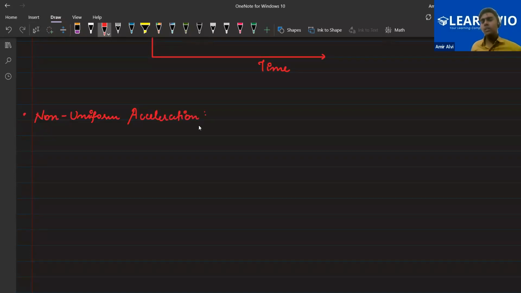So non-uniform acceleration means that the increase in velocity is not uniform. If I take equal time intervals, the increase in velocity is not uniform. Clear, everyone? Any doubt to anybody? Please tell me. Sure? Okay.